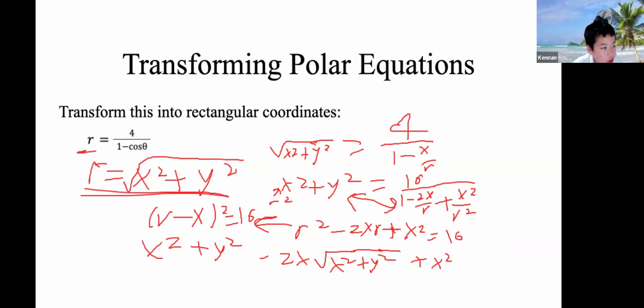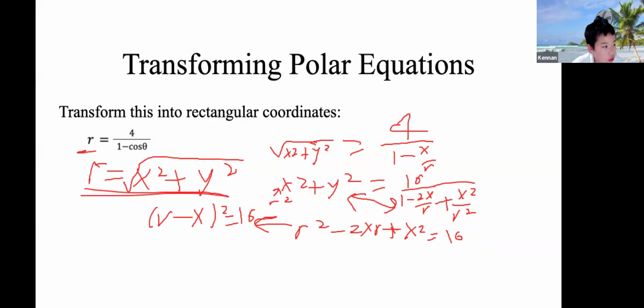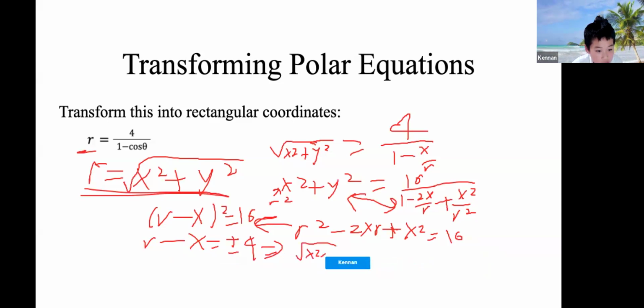Or actually, wait. Let's probably just do it this way. r minus x equals plus 4. So this means that x squared plus y squared minus x equals plus.